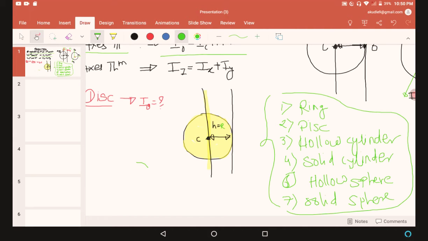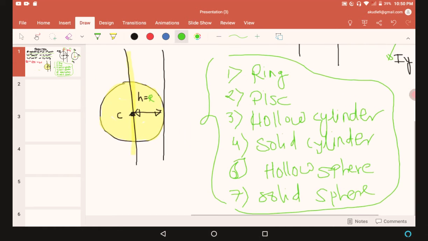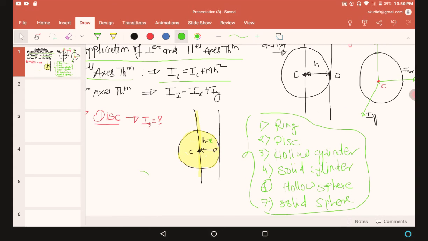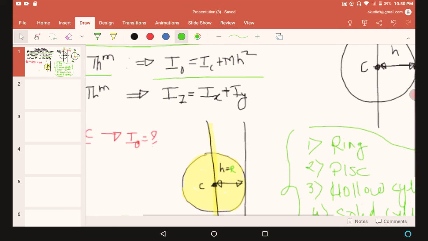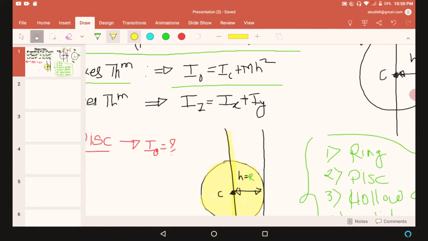We must be very well aware of the moment of inertia of all these standard shapes: the moment of inertia of the ring, of a disc, of a hollow cylinder, of a solid cylinder, of a hollow sphere, and of a solid sphere as well. So IC is the moment of inertia that we already know through these formulas. There are different formulas for it.